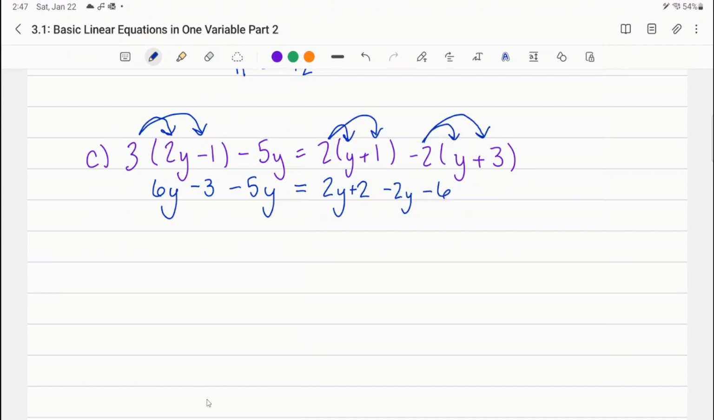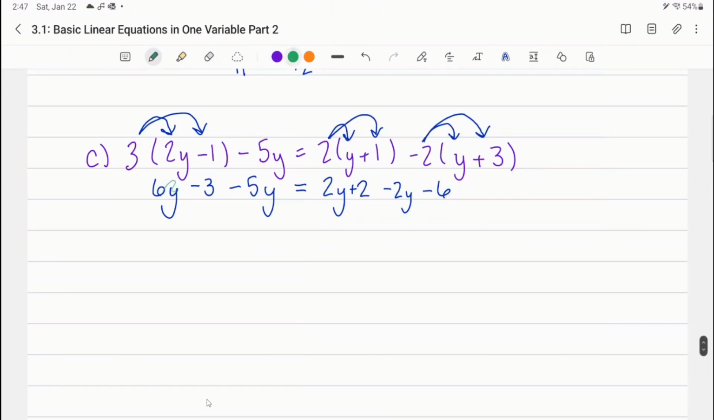So now I want to look for like terms. On the left-hand side, we have 6y and minus 5y. So 6y minus 5y is 1y, or just y. And then minus 3. Then we have equals. Well, I see the 2y and negative 2y, those will cancel out. So nothing to do there because 2y minus 2y is 0. But then we have the 2 minus 6, which is negative 4.